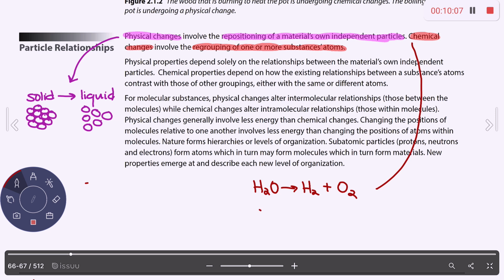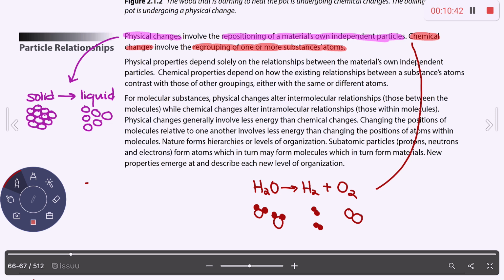my water molecule may look like this, because I'm going to have 1 oxygen and 2 hydrogens attached to it. When we undergo a chemical change, these atoms all break apart from each other. So what will happen is the hydrogens will now attach to each other rather than to the oxygen, and then the 2 oxygens will attach to each other like that. Do you see the difference?